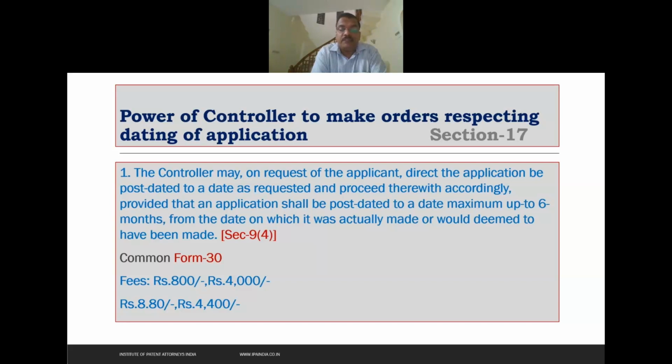Whenever you are applying for post dating, the controller has the power to post date for a maximum of 6 months, section 17. And the form is form 30. We have already discussed form 30. Wherever a particular form is not defined, you can use the common form. For a natural person, the fee for electronic submission is 800, and for others it is 4,000. Physical filing is 10% extra, 880 or 4,400.